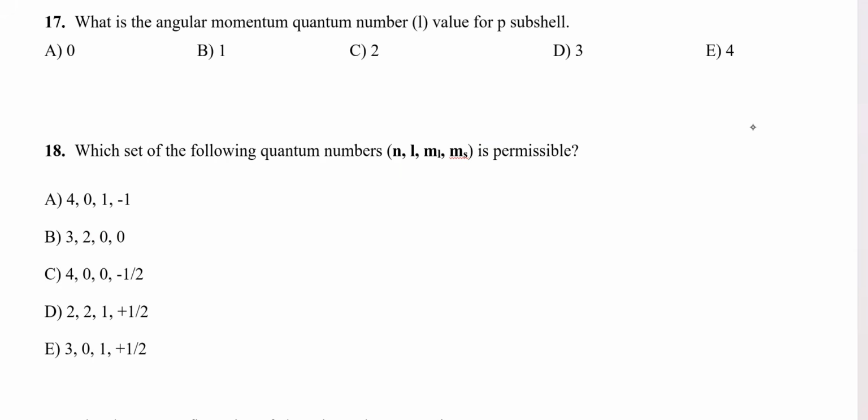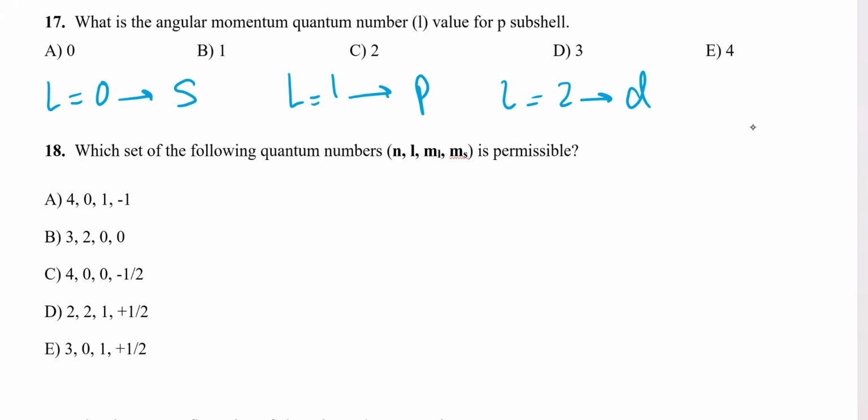Question 17. What is the angular momentum quantum number l for the p subshell? l equals 0 is for the s orbital, l equals 1 is for p, l equals 2 is for d, and l equals 3 is for the f orbital. So for the p subshell, l should be 1. So this is the answer.